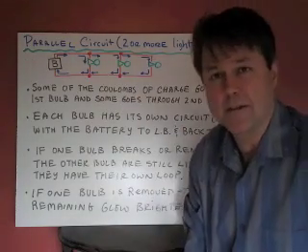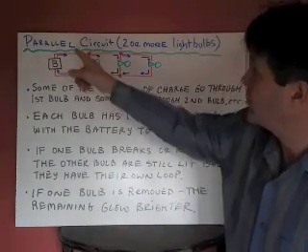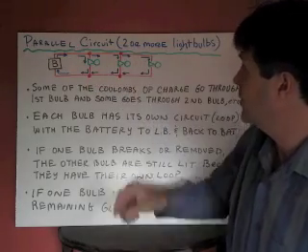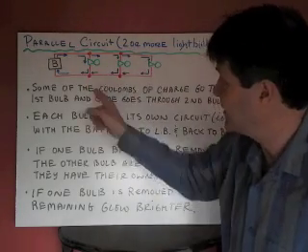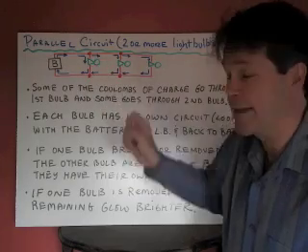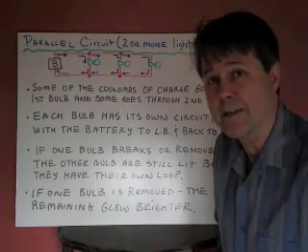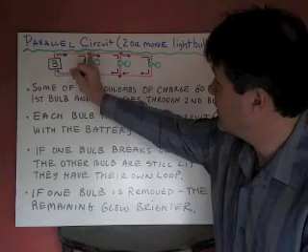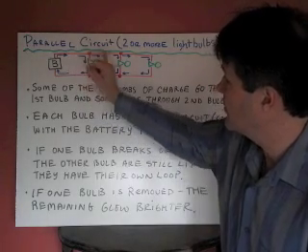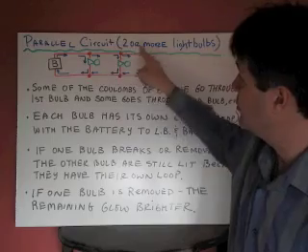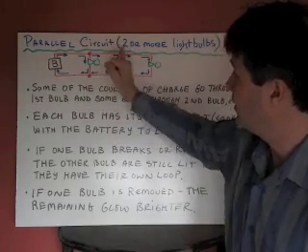So let's look at a parallel circuit. A parallel circuit would contain two or more light bulbs. In this example, we will use three light bulbs, all connected in parallel. You can see that they're connected in parallel because the wires branch off a main loop like that. So they're all parallel to one another.